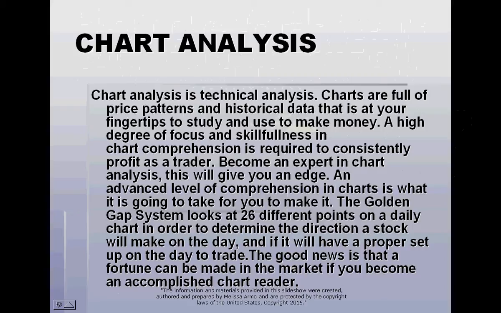The Golden Gap system looks at 26 different points on a daily chart in order to determine the direction a stock will make on the day. And if you have a proper setup in it, that's part of what tells you that too. Something isn't going to have a good setup if it doesn't rate well, because there's something in the chart that's telling you it's not going to have the exact entry right. And again, not only do you need the stock to go in the right direction, you have to have an entry. Otherwise, where are you getting in and where are you putting your stop?